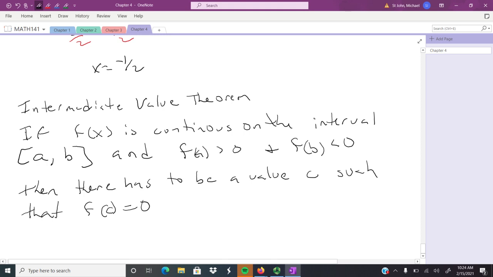So if I have a graph that goes from positive to negative or negative to positive, then somewhere in there it has to cross the x-axis. And that will conclude this video.